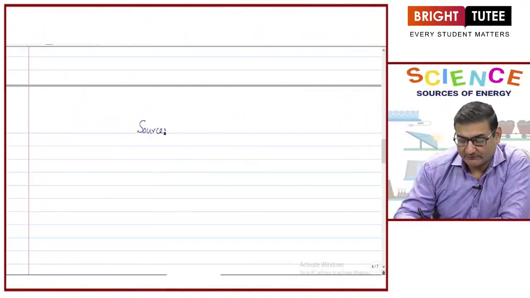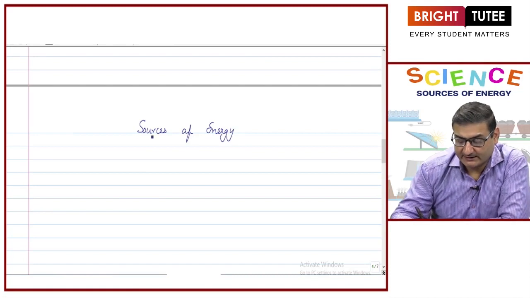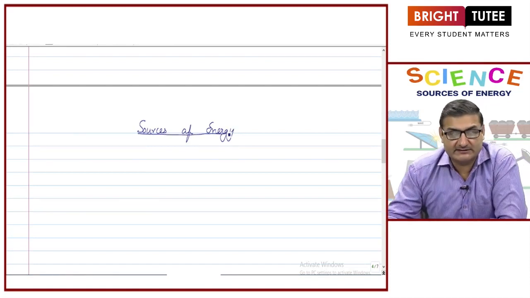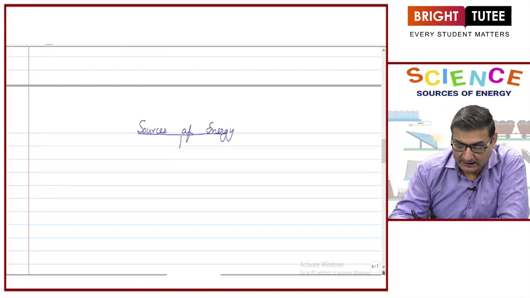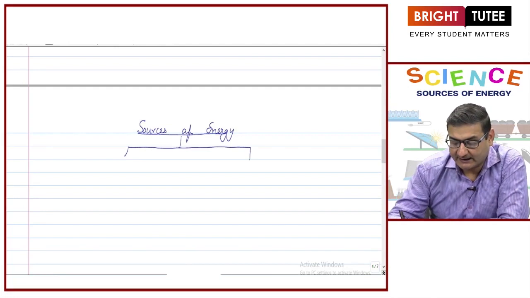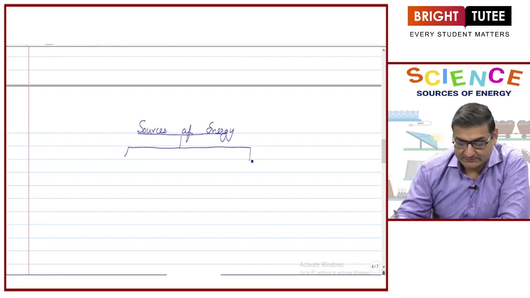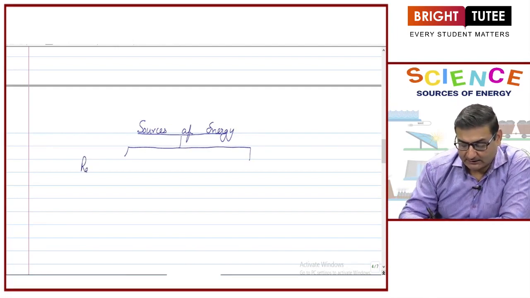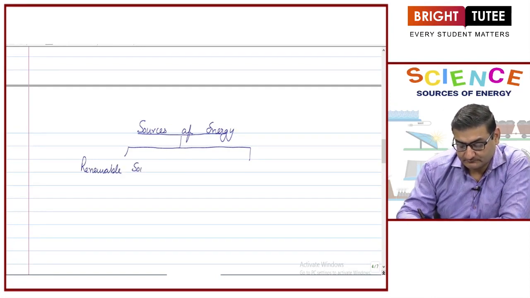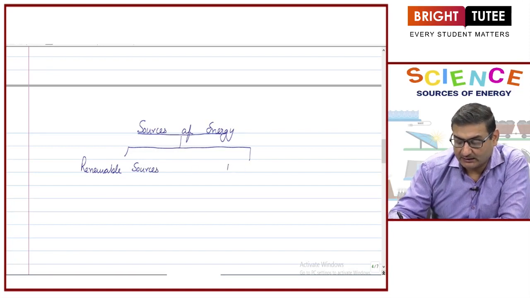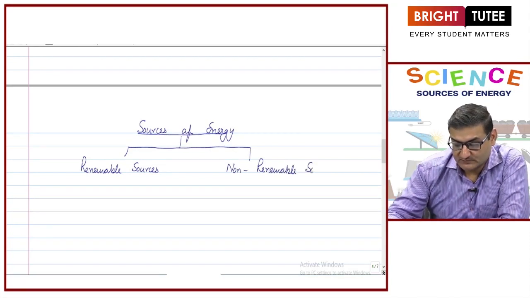Sources of energy. Today we will be discussing the various sources of energy. All the available sources of energy on earth are broadly categorized into two types. One is the renewable sources of energy and another is the non-renewable sources of energy.